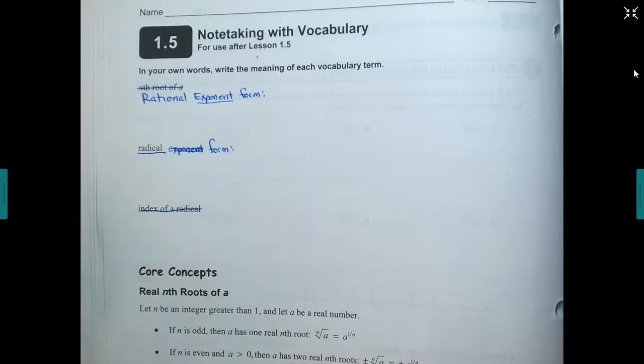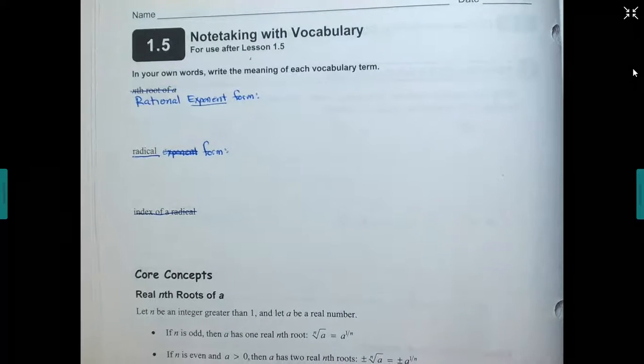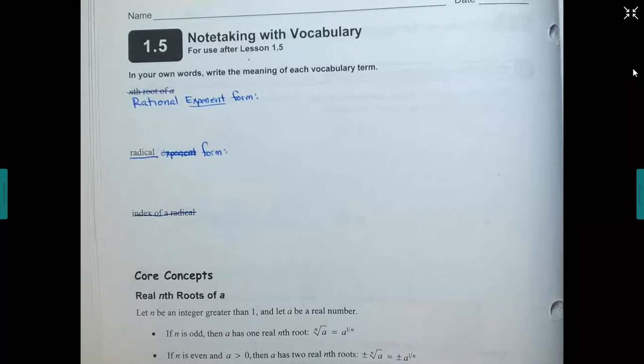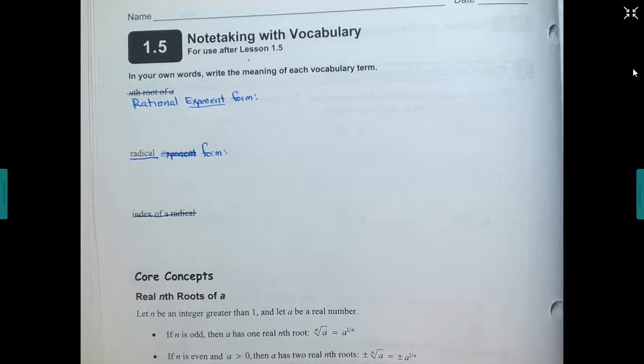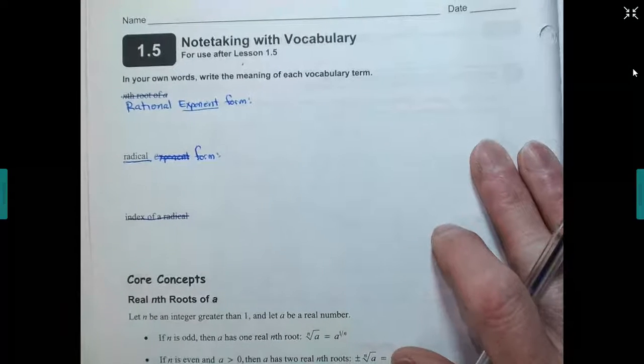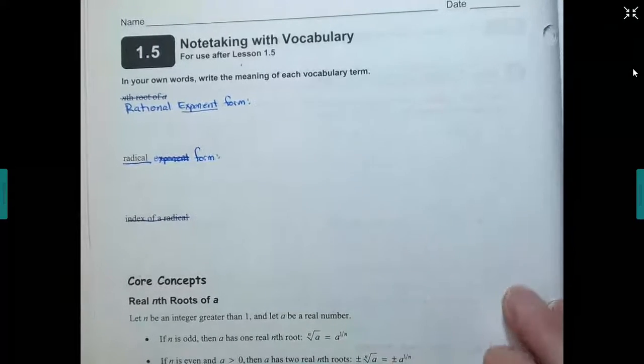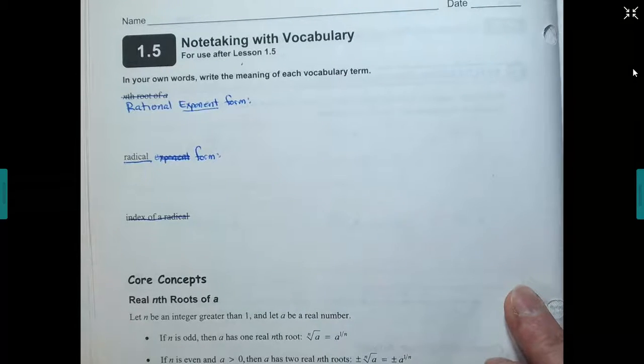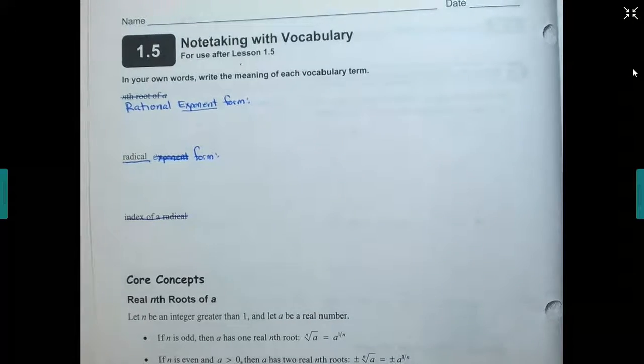Today we are doing 1.5. We are dealing with exponential form with rational and radical exponential form. Rational and radical exponential form. So let's get started off with definitions and examples.